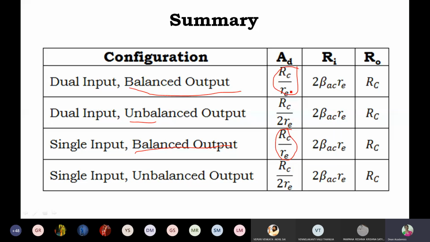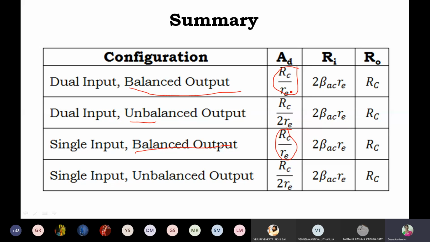And in the next class, we are going to learn a few more concepts regarding these differential amplifiers, some 1 or 2 concepts. And after that, within 2 more classes, we may move forward to Unit 2. 80% of our Unit 1 syllabus is over. In this entire syllabus, we have the dual input balanced output differential amplifier. If you learn that, you will get the other 3 also.